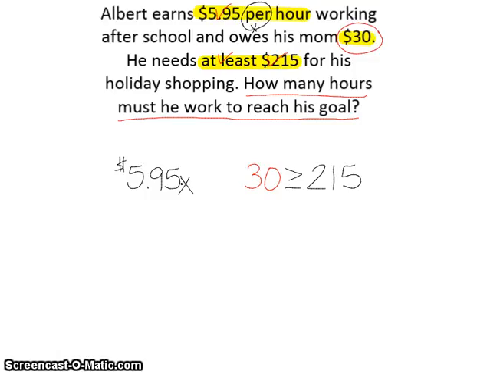Okay, well, he owes his mom $30. The word "owes" tells me that I'm subtracting, so I'm going to put minus 30. So it should read $5.95x minus 30 is greater than or equal to 215. Now I want to go ahead and solve it. So remember that I can use my bubbles.